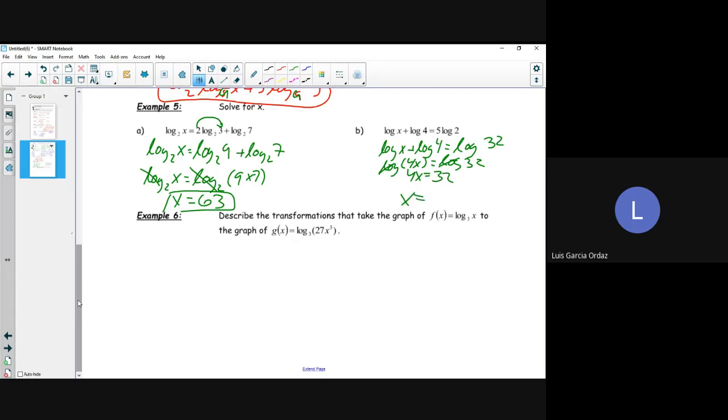And what would x give us? 8. So x is equal to 8. So the 32 we got from the power law. So remember the 5, when we bring it back, it becomes 2 to the power of 5.